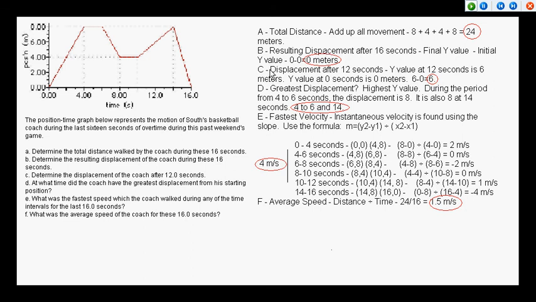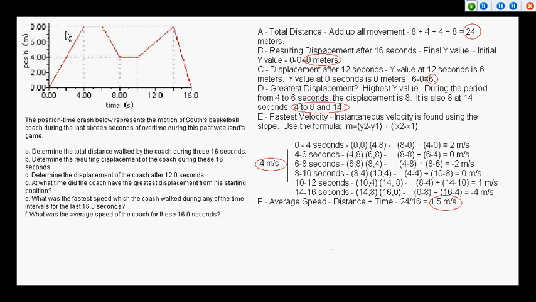Now C is asking you to determine the displacement of the coach after 12 seconds. So right here you have 12 seconds, and you can see at 12 he is 6 meters away. And he once again started at the 0 position. So in this case, you take the y value at 12 seconds, which is 6, and you take the y value at 0 seconds, which is still 0, and 6 minus 0 equals 6. So displacement after 12 seconds is 6 meters.